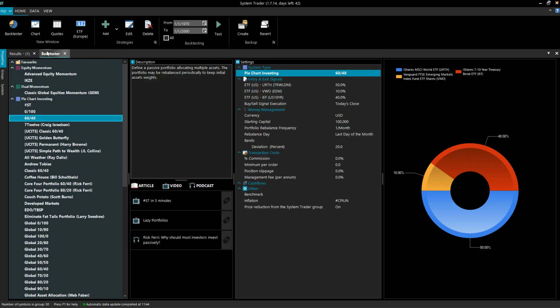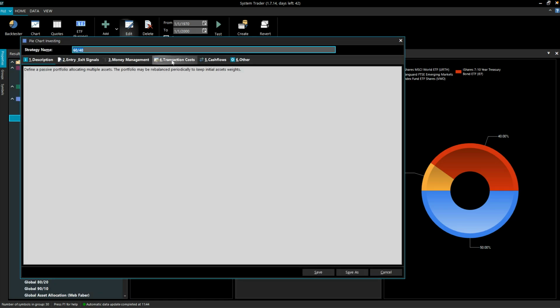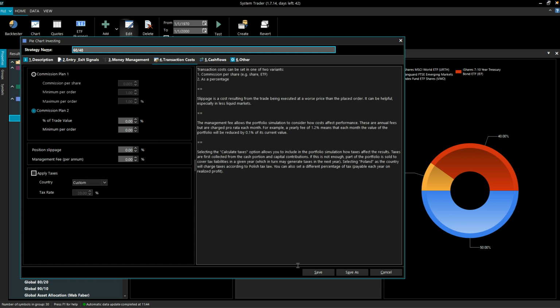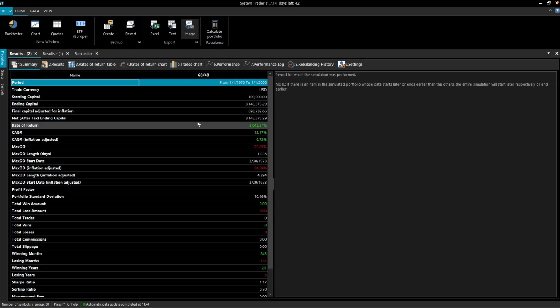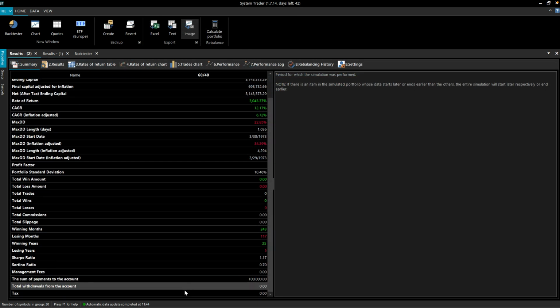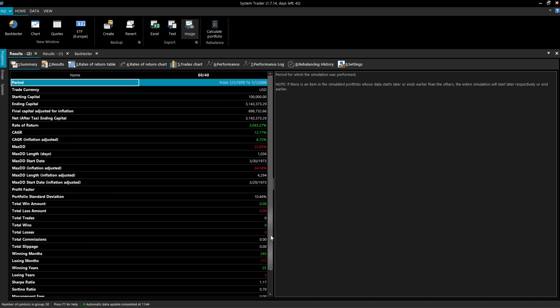And now, let's see what happens if we wouldn't have to pay any taxes. So let's make another simulation just to see the difference. So here we can see, first of all, that there are no taxes paid because we didn't set taxes. And at the end, we have over $3 million, which is, after inflation, almost $700,000. Cool. Net after tax ending capital is exactly the same as ending capital here because we don't pay any taxes. Whereas here, we have a different case.